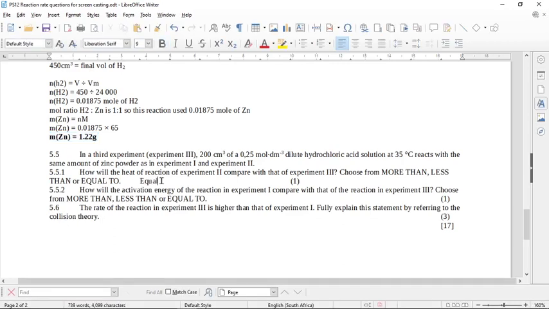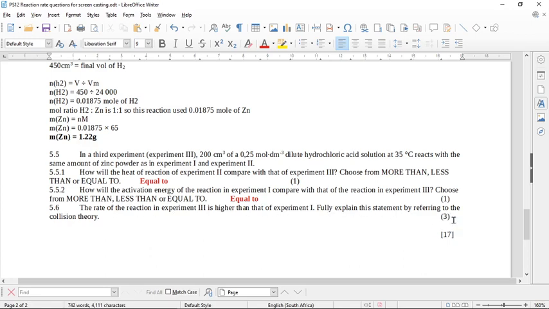Heat of reaction will be equal to, because the only thing that changes the heat of reaction is changing your reactants. How will the activation energy of the reaction in experiment 1 compare to that in experiment 3? Choose from more than, less than, equal to. Here your answer is exactly the same. It's also equal to. Why is it also equal to? Because the only thing that's going to change the activation energy is a catalyst. Now it says the rate of the reaction in experiment 3 is higher than that of experiment 1. This is not a surprise. Experiment 3 is hotter. Fully explain this statement by referring to the collision theory.